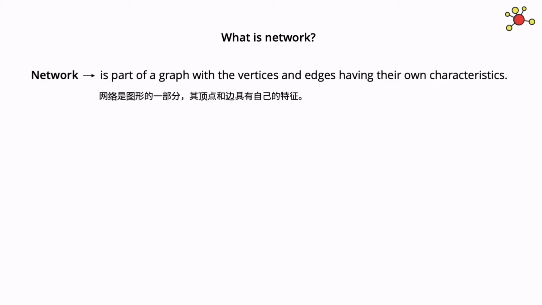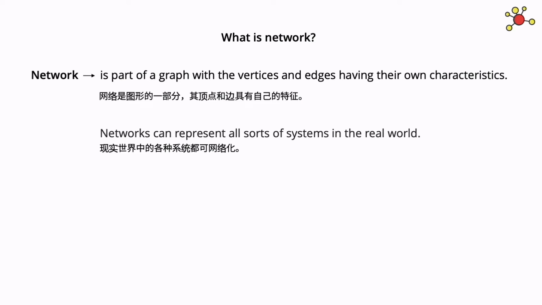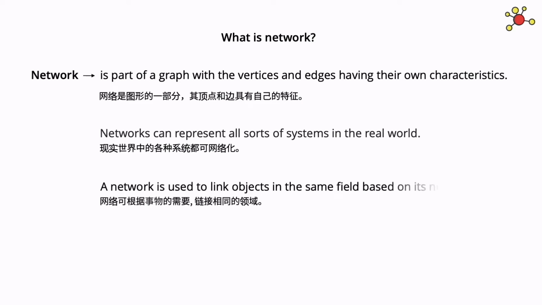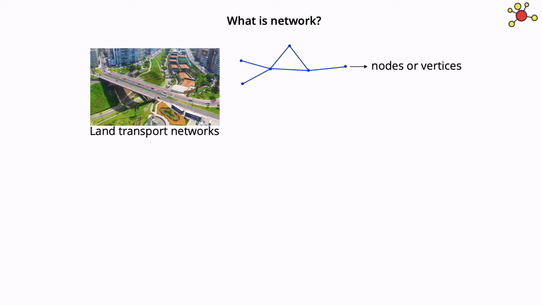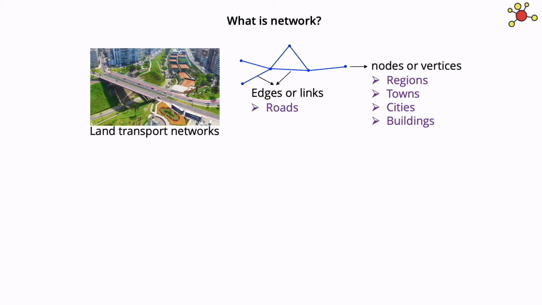What is a network? A network is part of a graph with the vertices and edges having their own characteristics. Networks can represent all sorts of systems in the real world. A network is used to link objects in the same field based on its need. For example, one could describe land transport as a network where the nodes or vertices can be regions, towns, cities, buildings that are linked, and the edges or links can be roads, highways, railway lines, etc.